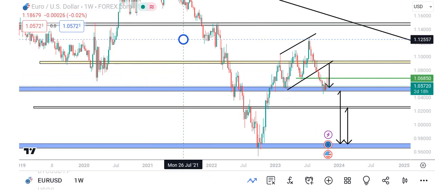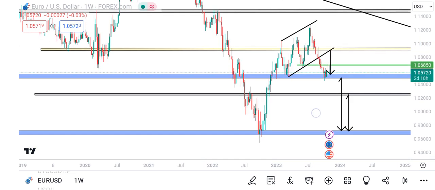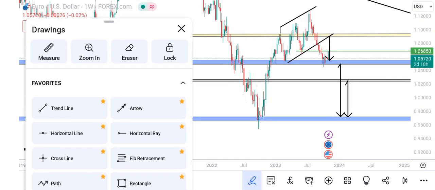So now we have it like this. Oh God, I don't want my chart being cluttered.